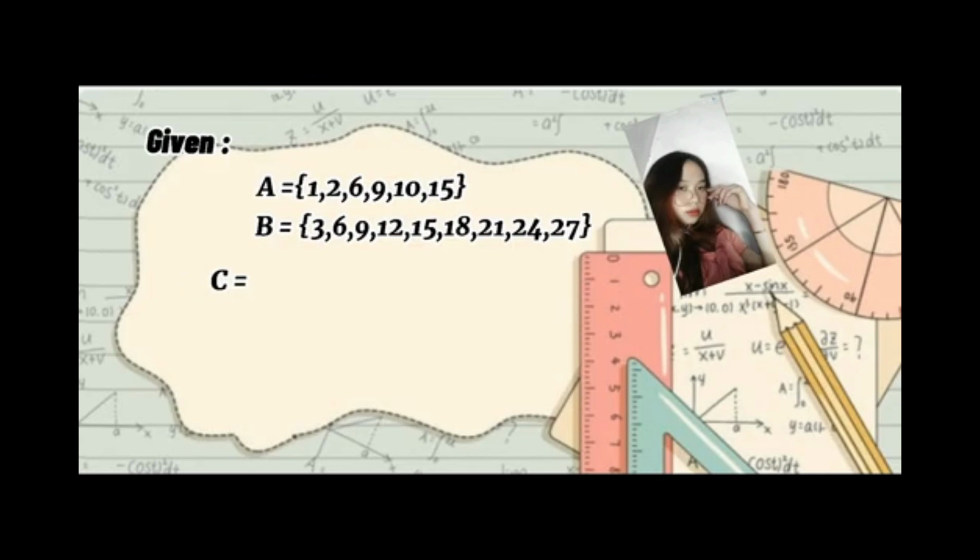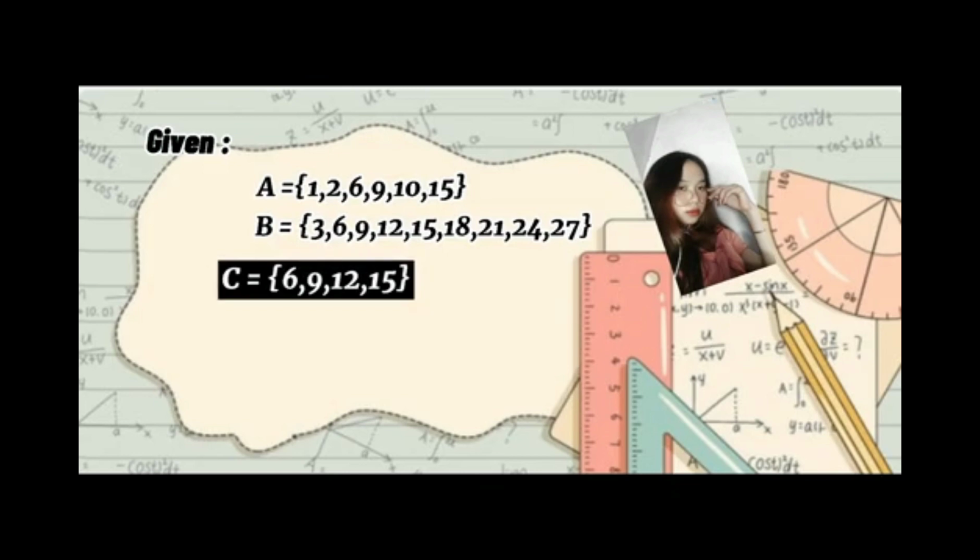So the elements of this set will be all the common elements of set A and set B. The common elements of set A and set B, which will be our set C, the intersection of A and B, are 6, 9, 12, and 15. All of these elements are common to both set A and set B.